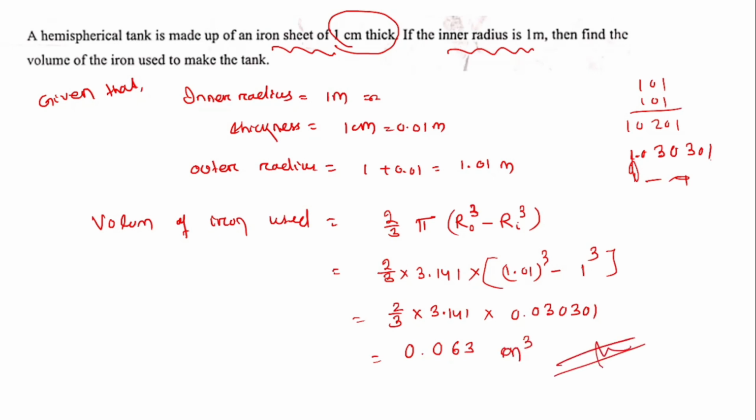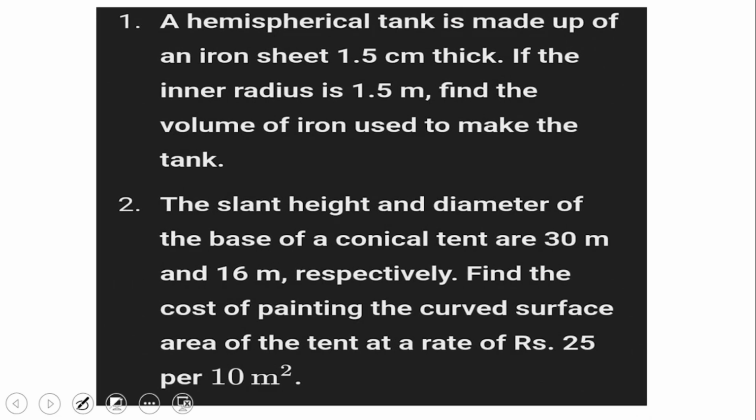Okay, this is the correct answer. Understand? If you understand, then solve these questions. First question, a hemispherical tank is made up of iron sheet 1.5 centimeter thick. If the inner radius is 1.5 meter, find the volume of the iron used to make the tank. Okay, the questions are the same but the data is different. So solve these two questions and send them to the WhatsApp or Telegram group.